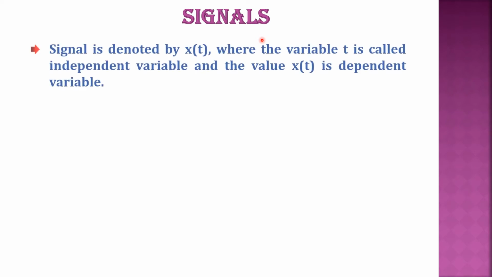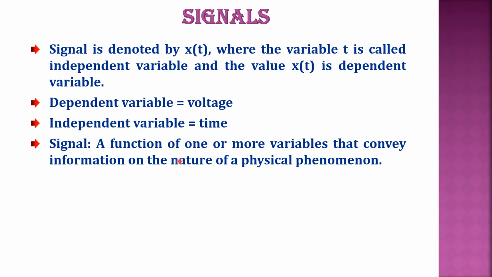Let's look into the actual definition of signal. Any phenomenon that occurs in the nature can be represented as a function of one or more variables. What are those variables? Independent variable and dependent variable. Why do we call voltage a dependent variable and why is time called an independent variable?